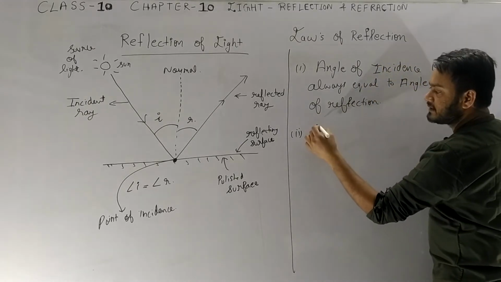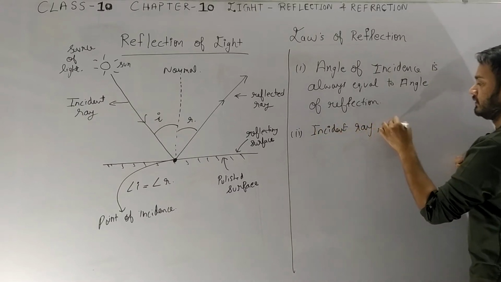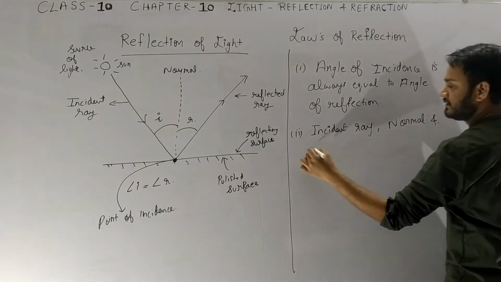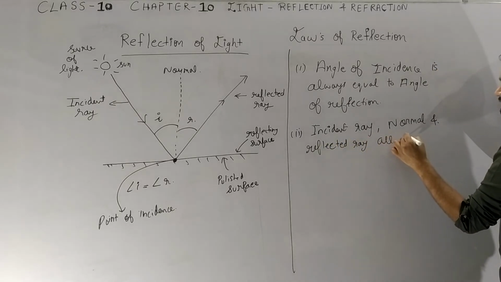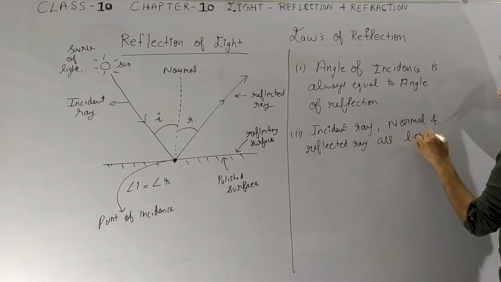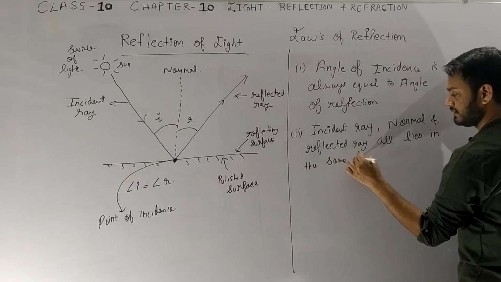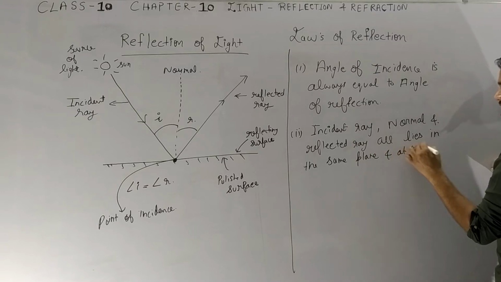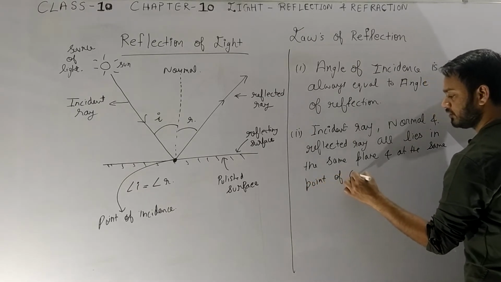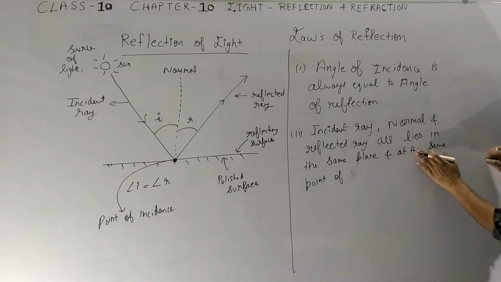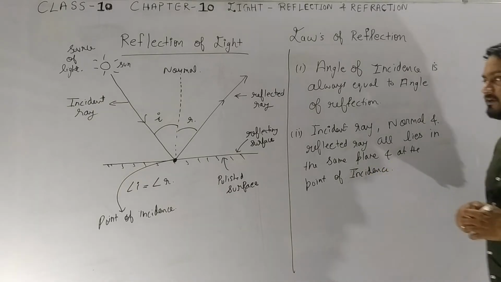So we should write this: the incident ray, normal and reflected ray all lie in the same plane and at the point of incidence. Okay, so here we have completed this topic.